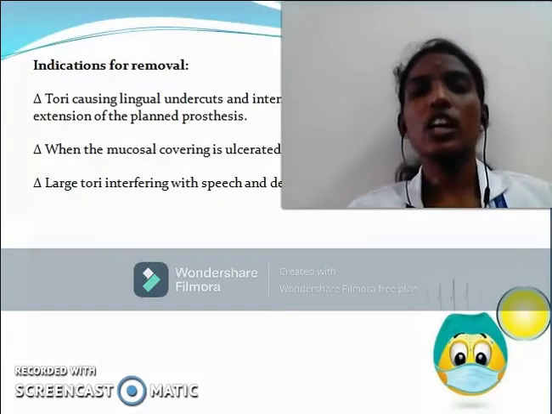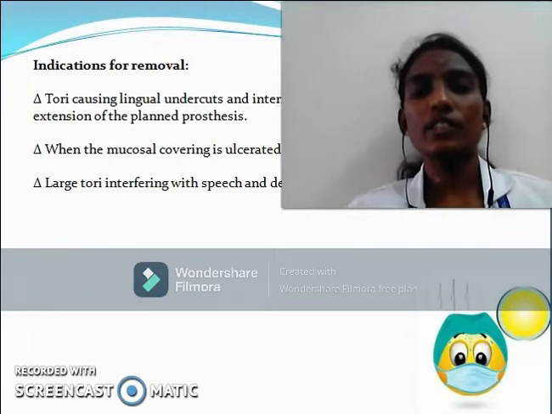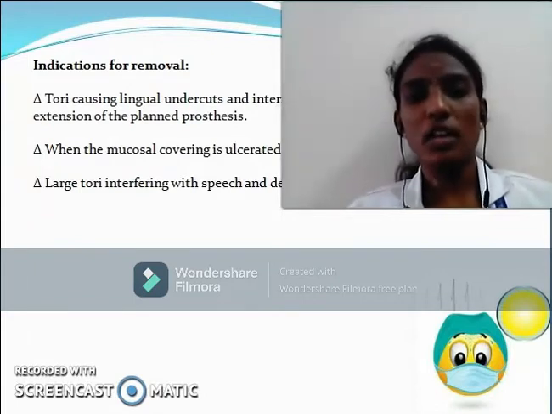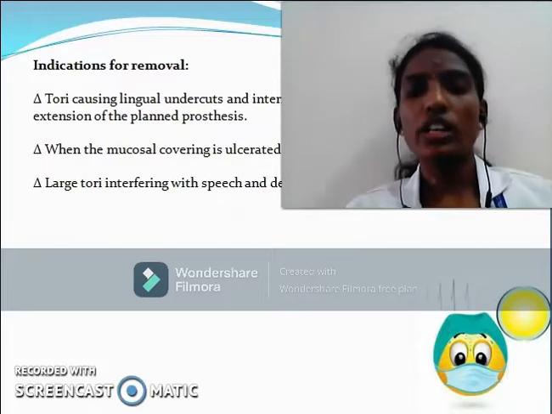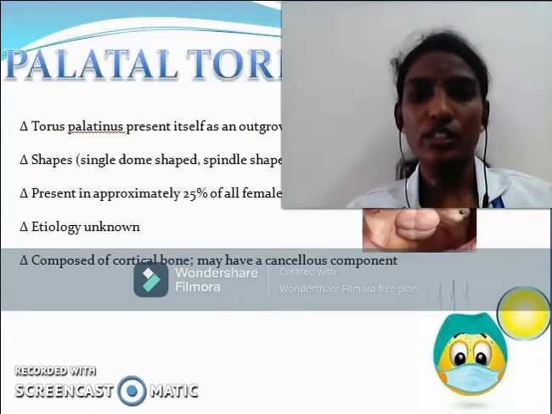Indications of removal: the torus causes a lingual undercut and interferes with the lingual flanges in planning of a prosthesis. When the mucosa covering it ulcerates, or a large torus interferes with speech and deglutition.